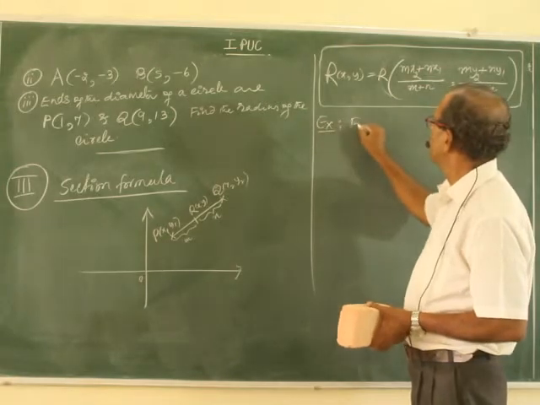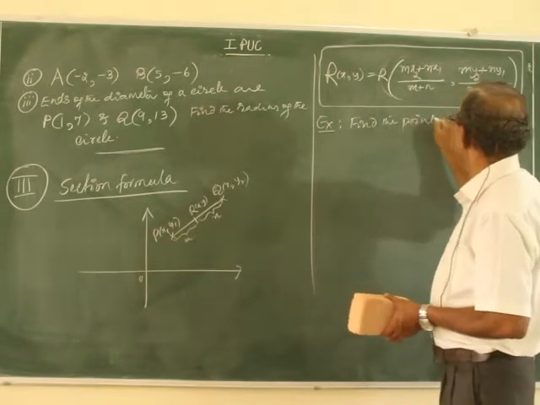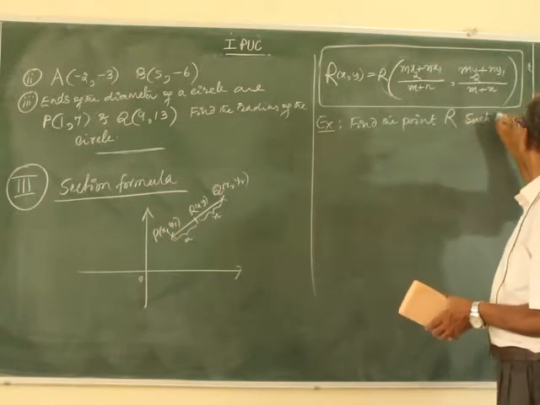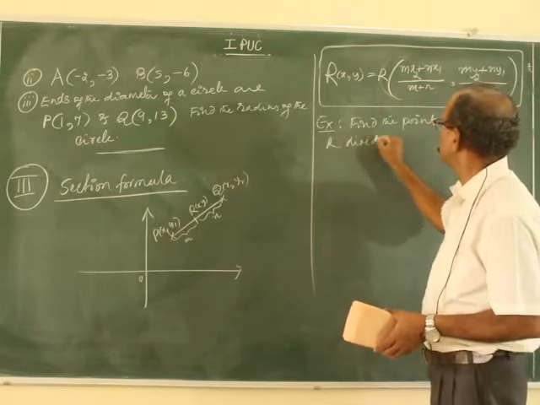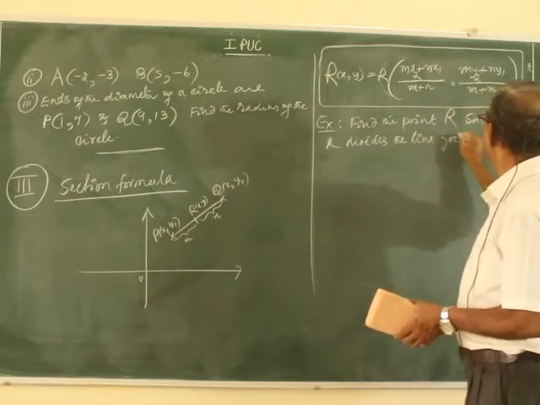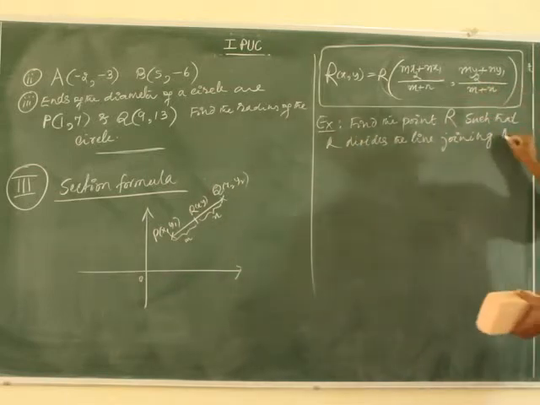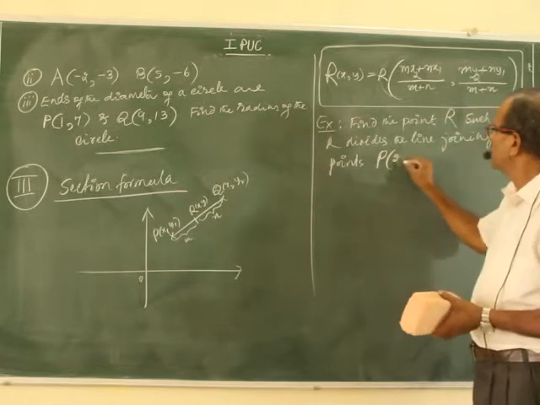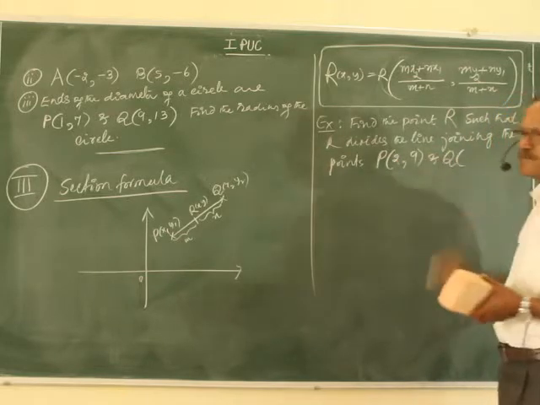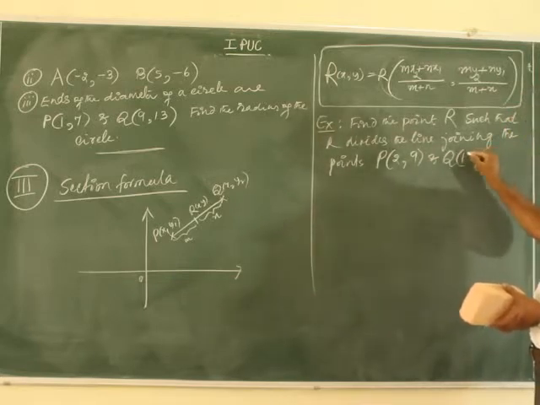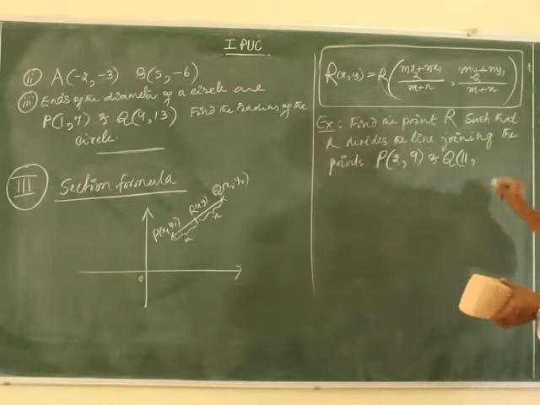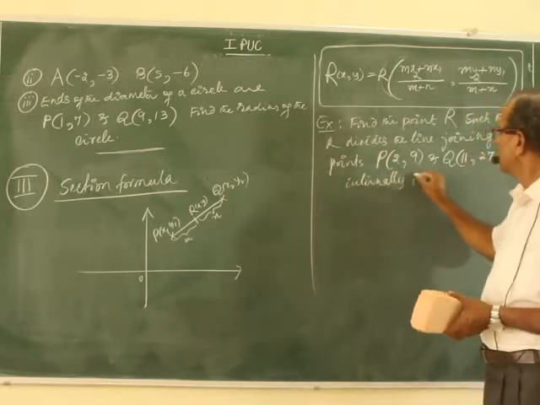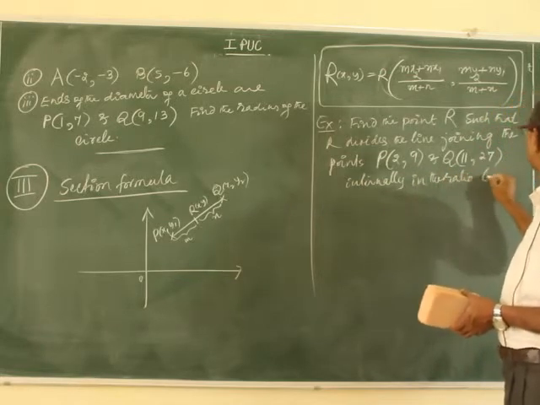Example. Find the point R such that R divides the line joining the points P (2, 9) and Q (11, 27) internally in the ratio 6:5.